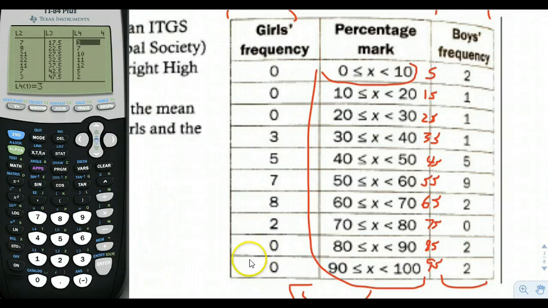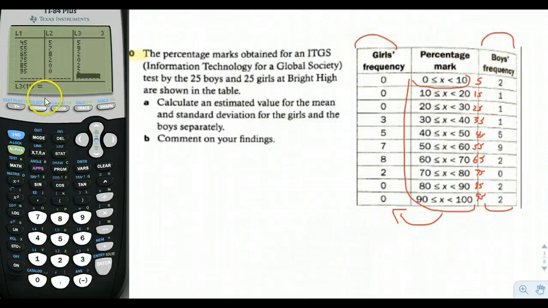All right? And so I have entered these 3 columns of data into stat edit, and I put the percentage marks on the left side, and then I put the 2 frequency columns on the right of those. Now I did not put a separate percentage mark column for each frequency, and I'm going to show you how to reuse that. So the left column is L1. First I'm going to process L1 with L2, and that would be processing the girls' data. And then I'm going to do L1 and L3, and that would be processing the boys' data.